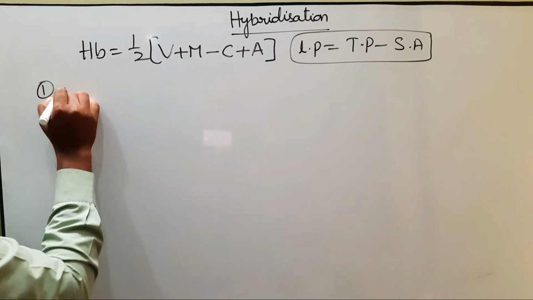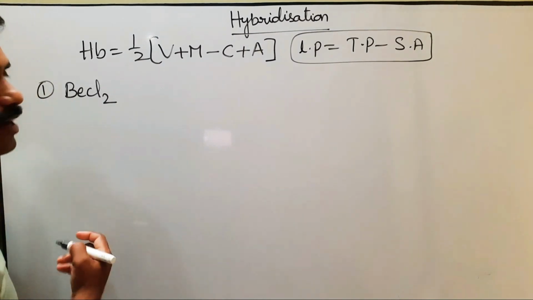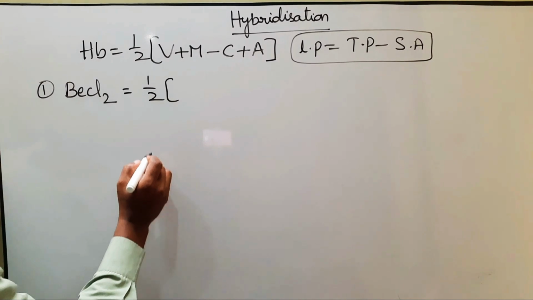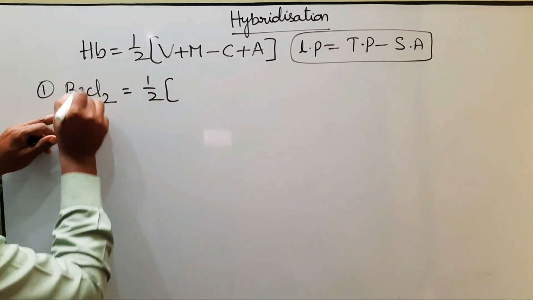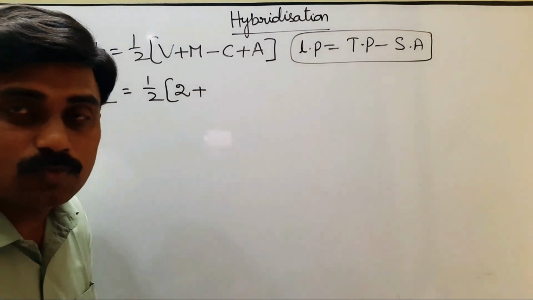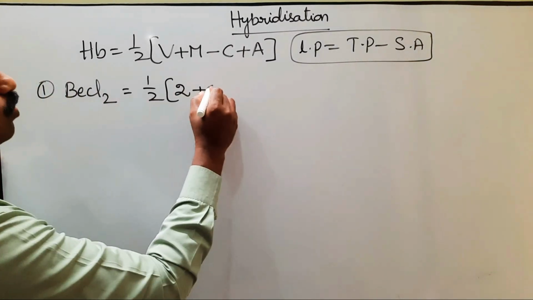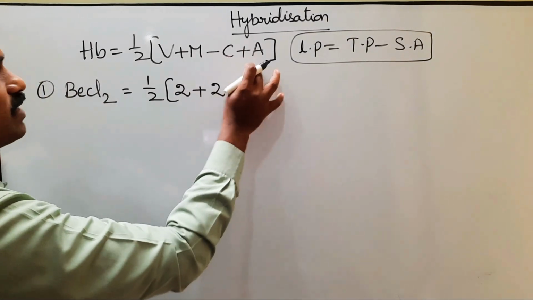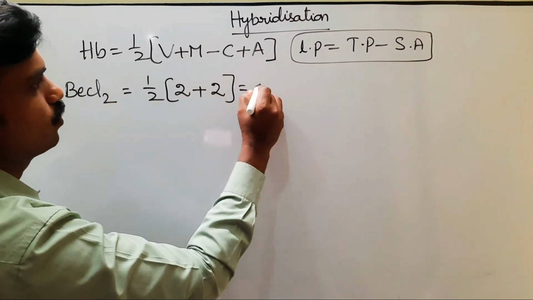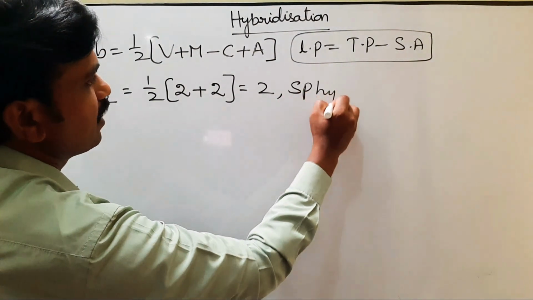Look at the first example, beryllium chloride. In beryllium chloride, what is the central atom? Beryllium is the central atom. Hybridization on beryllium is equal to half into V, the valence electrons on the central atom. Beryllium has 2 valence electrons, plus surrounding monovalent atoms. Monovalent atoms are hydrogen, fluorine, chlorine, bromine, and iodine. See here, 2 chlorines are there, and minus C plus A. No charge on this compound. That's why 4 by 2, it is 2. So in the BeCl2 molecule, the central atom beryllium undergoes sp hybridization.